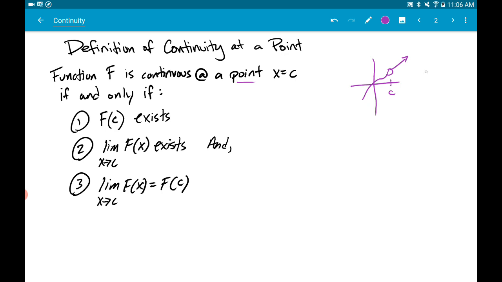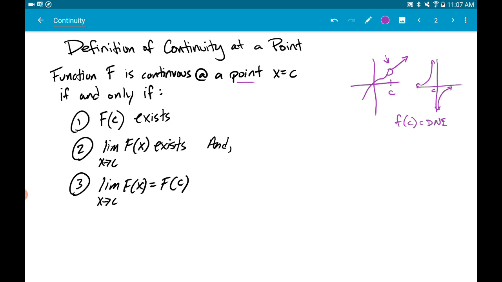It doesn't exist. If there's an asymptote at C, so C is at the origin here, that doesn't exist either. Those values, f of C does not exist. That fails number one. Number two, the limit has to exist at C. And so if you look back at this first example, the limit exists here, but the value doesn't. And so in order for it to be continuous at a point, the value has to exist, the limit has to exist, and they have to be equal to each other.